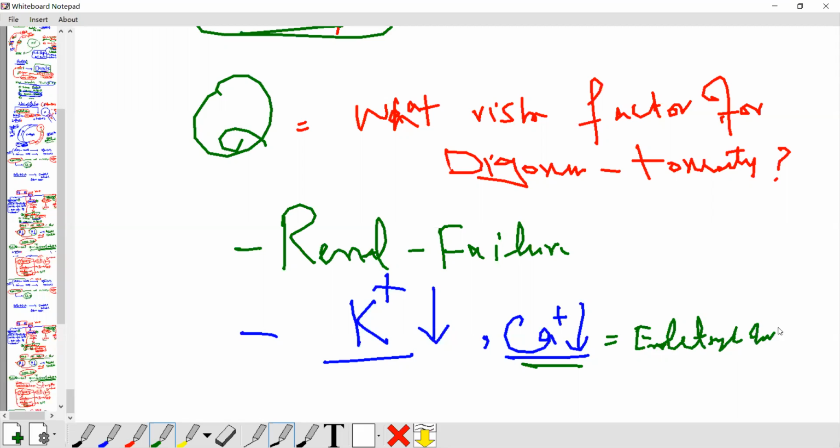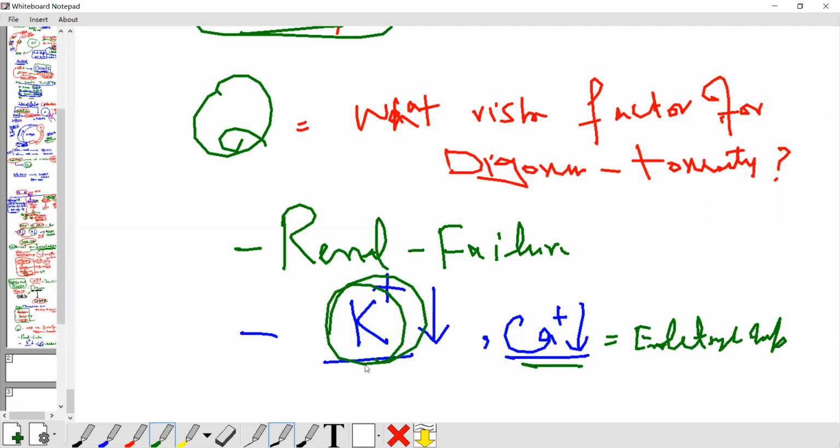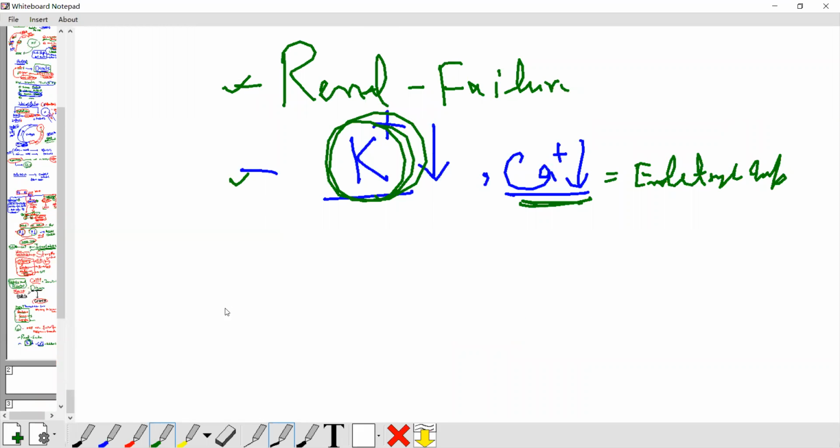Electrolyte imbalance. Low potassium, you must keep in mind this one. Low calcium. It can cause digoxin toxicity.